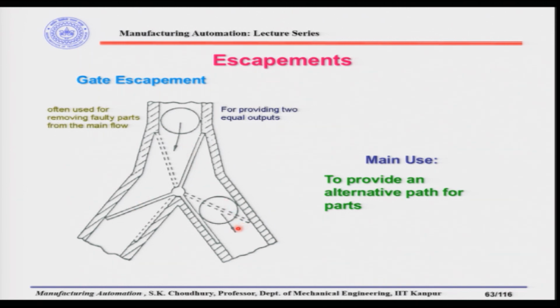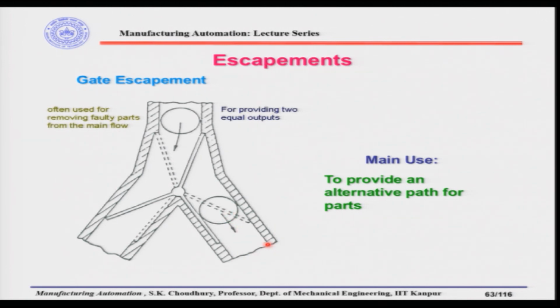All right. Now, the main use of this is to provide an alternative path for parts, in the sense that, let us say, at the output of these two passages they are going to two different assembly machines, and two parts are needed, maybe similar parts. So, one will be fed from here, other parts will come after that, followed by this.